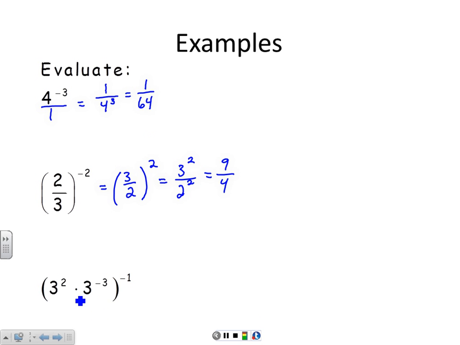And again, down here, don't forget about your power rules that we learned in Chapter 3. So here we're going to do the inside first. When you multiply powers with like bases, you add those exponents. So on the inside, we're going to get 3 to the negative 1 raised to the negative 1. And then again, in Chapter 3, we learned that a power to a power, you multiply those exponents. So you're going to get 3 to the positive 1, which is simply just 3.